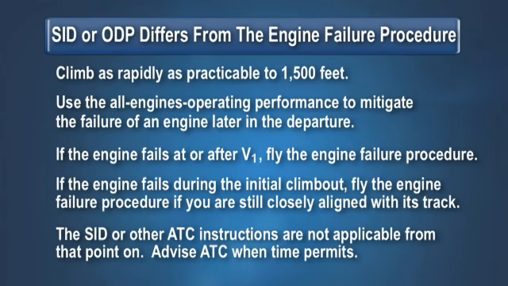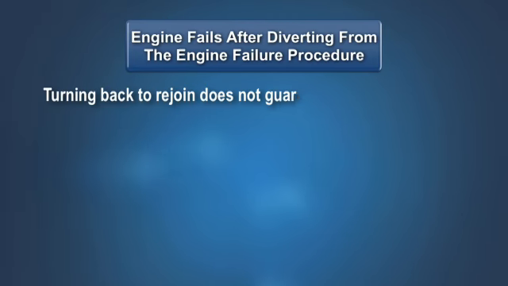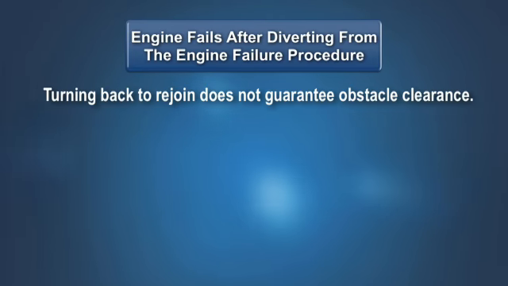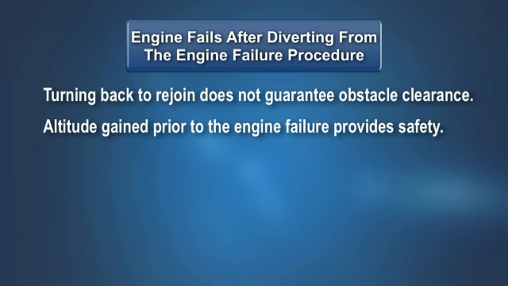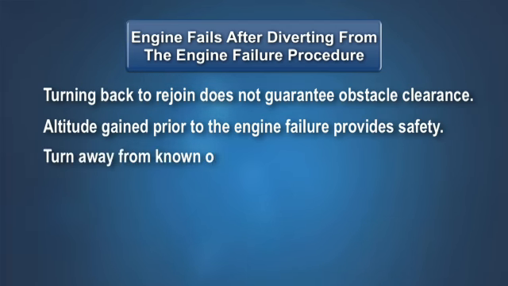Controllers are trained that the pilot of a transport category airplane will utilize a contingency procedure in the event of an engine failure. If the engine fails after the airplane has turned away from the engine failure procedure's track, the option of turning back to rejoin the procedure does not necessarily guarantee obstacle clearance. This is where the altitude gained in the initial all engines operating climb is of greatest benefit and provides additional safety. Turn away from known obstacles.